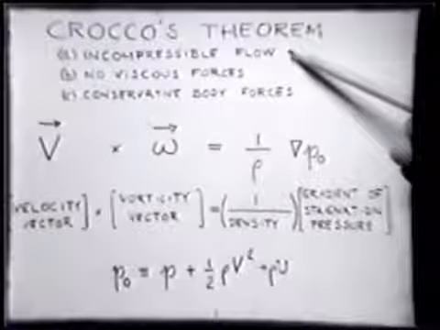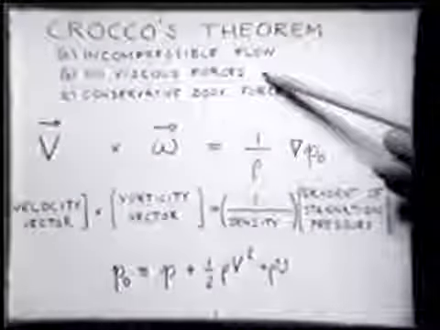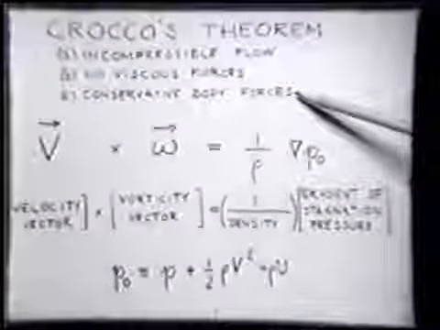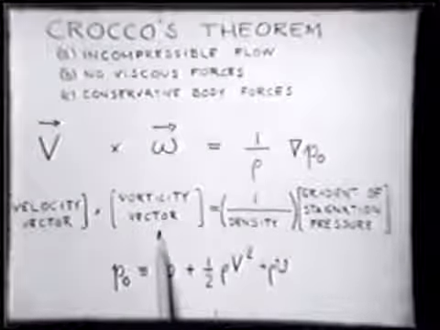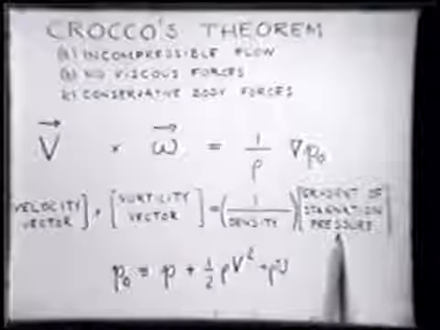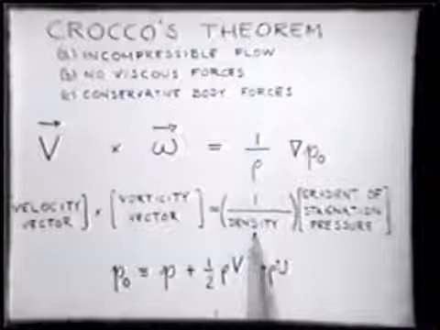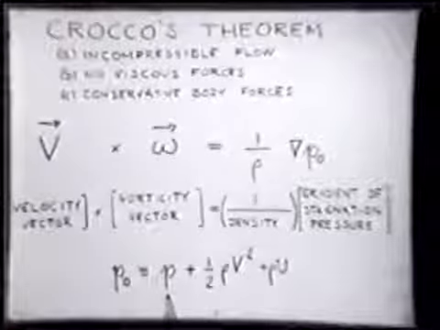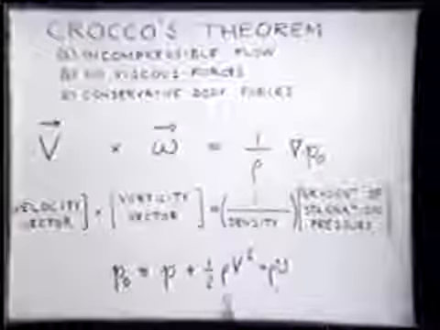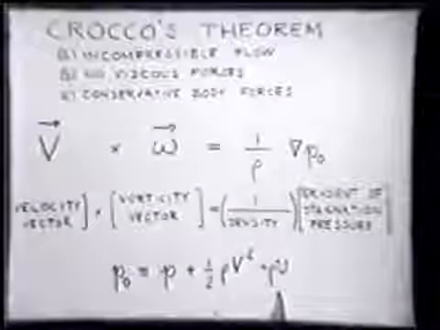There are several theorems which relate the vorticity to the dynamics of fluid flow. One of these is Crocco's theorem, which is nothing but a special form of the dynamical equations of motion. With steady motion, if the flow is incompressible, if there are no viscous forces, and if only conservative body forces are present, then the vector product of the velocity vector with the vorticity vector is equal to the gradient of the stagnation pressure divided by the density, where the stagnation pressure, or as it is sometimes called the Bernoulli number, is the sum of the static pressure and the dynamic pressure and the pressure associated with the body force field.